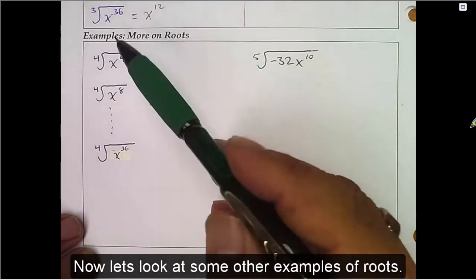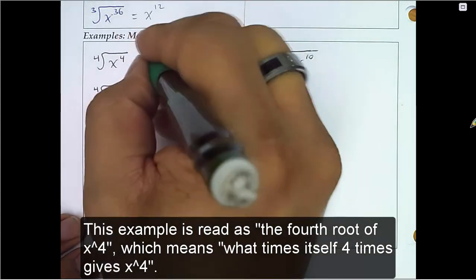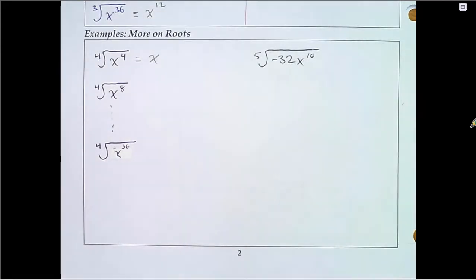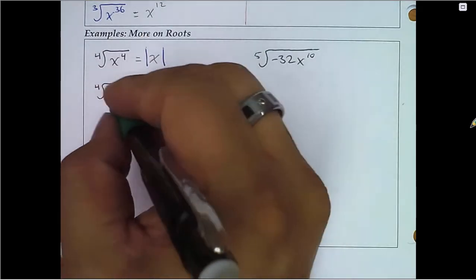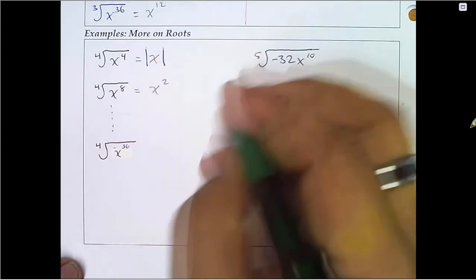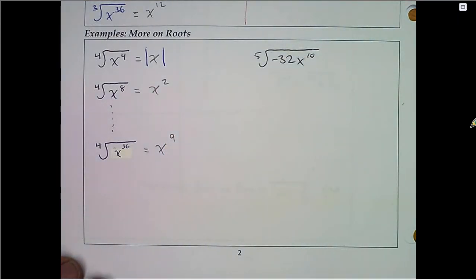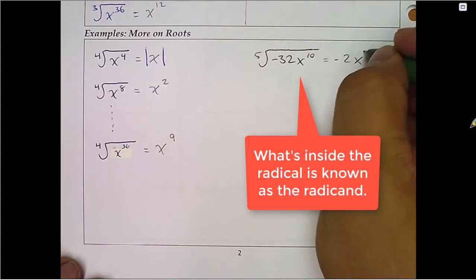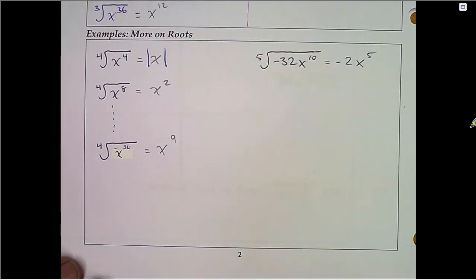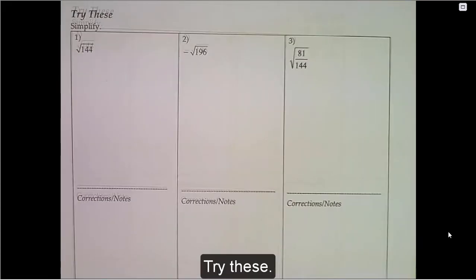Now let's look at some other examples of roots. This example is read as the fourth root of x to the fourth, which means what times itself 4 times gives x to the 4. Try these.